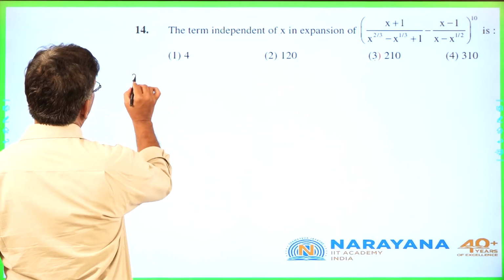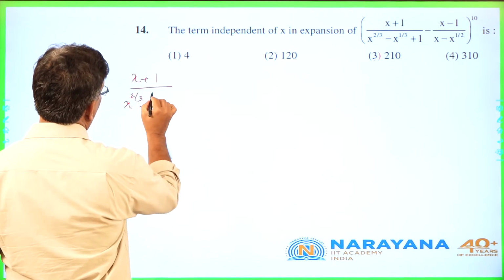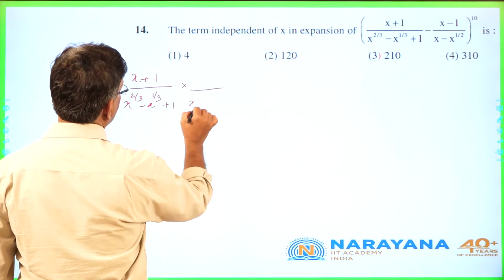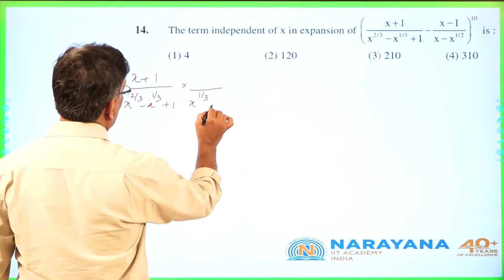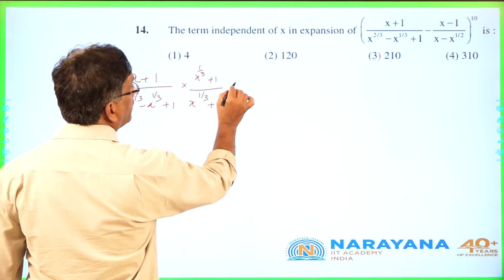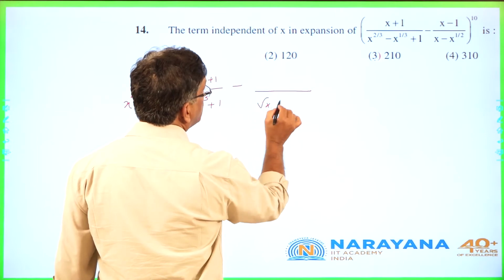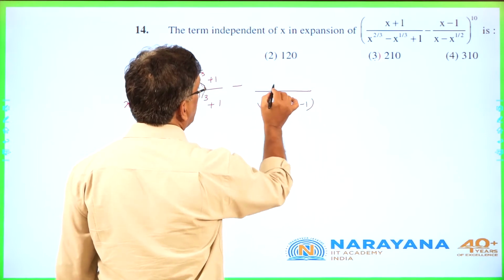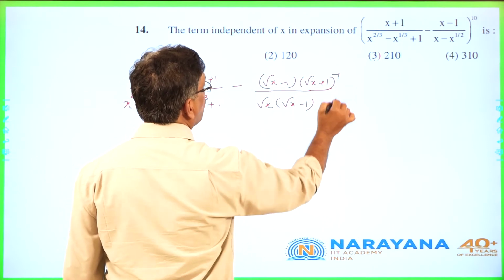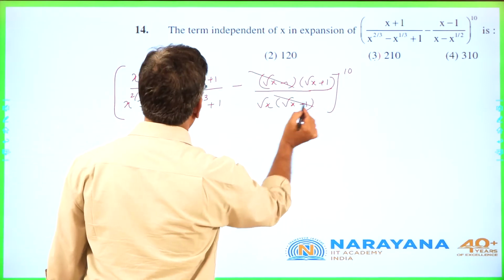x plus 1 by x power 2 by 3 minus x power 1 by 3 plus 1. Rationalizing factor is x power 1 by 3 plus 1. Multiply and divide by this one. If you take root x common, it is root x minus 1. This you can write root x minus 1, root x plus 1, whole power 10, like this. Okay, so that we can cancel.